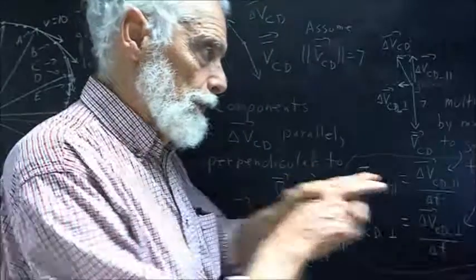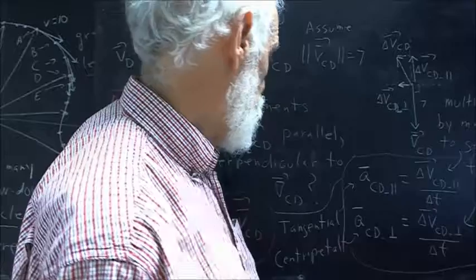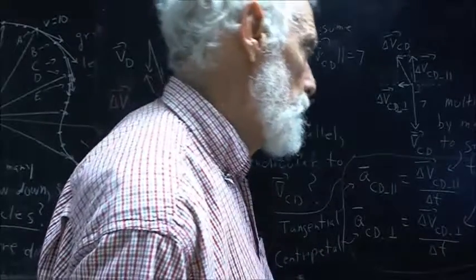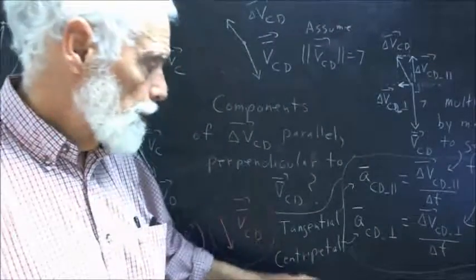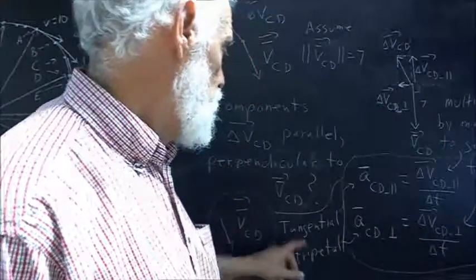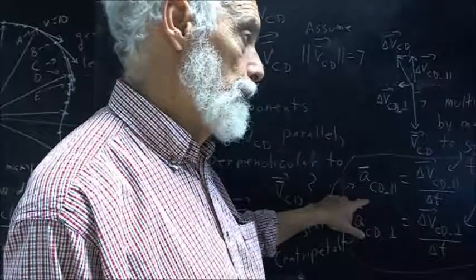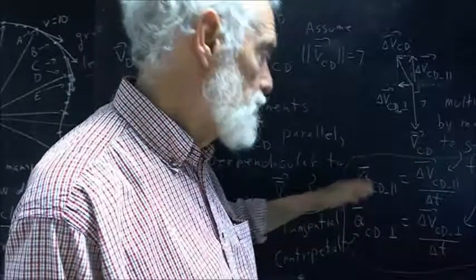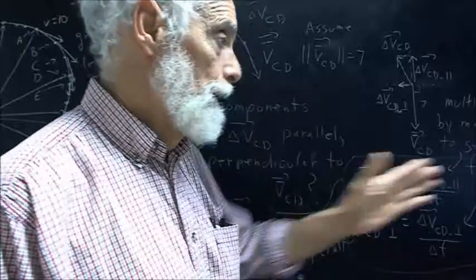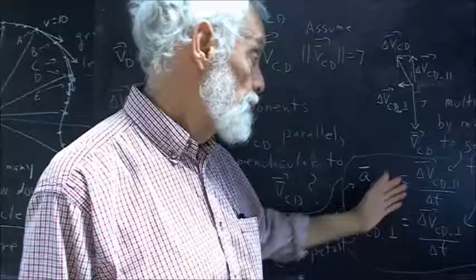We have a force in our direction of motion. We have a force perpendicular to our direction of motion. Tangential force, centripetal force. Centripetal force causes the centripetal acceleration, changes our direction. Tangential force causes an acceleration along our line of motion, either toward or away from our motion, and affects our speed.